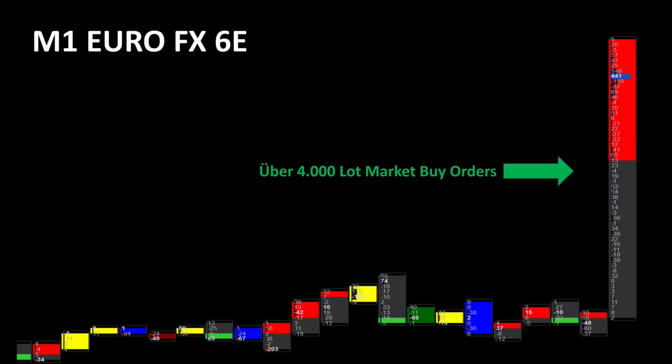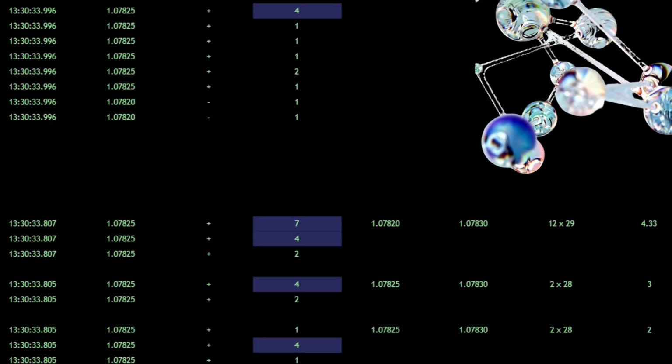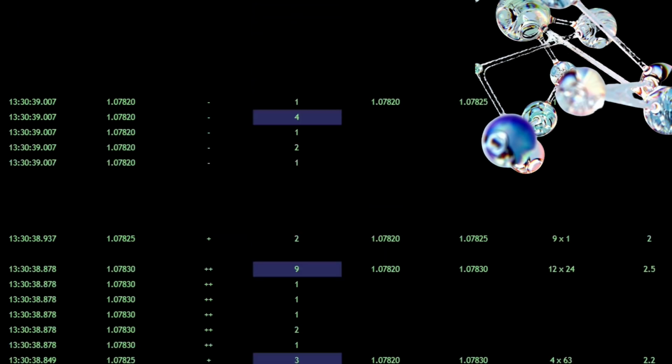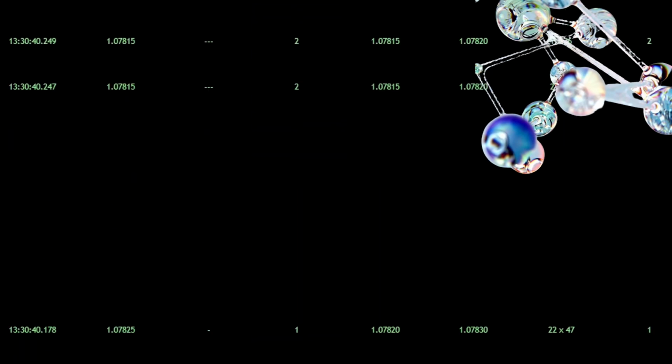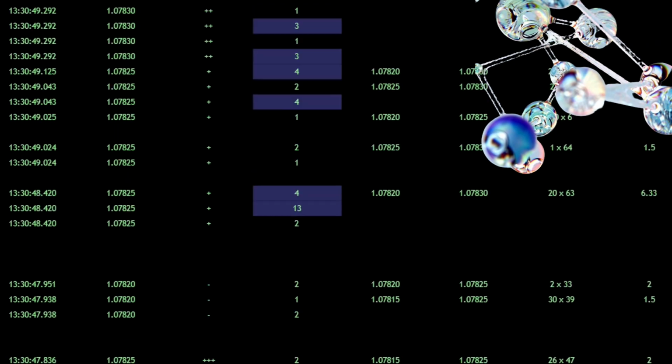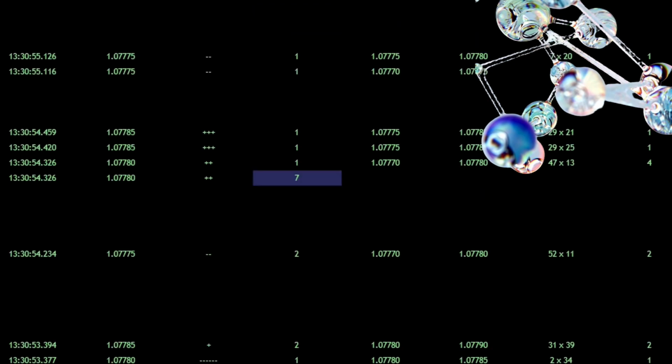This minute over 4,000 lot market buy orders entered the market. Approximately 75 to 80% of these orders were triggered by stops from short traders, saving the big players a lot of money. If we look at the last 30 seconds in the TNS list, it looks like this. I have highlighted all market buy orders larger than 3 lots in blue. We see that the big players predominantly place small orders so that the algorithms can push the market buy order in time when retailer stops are triggered.